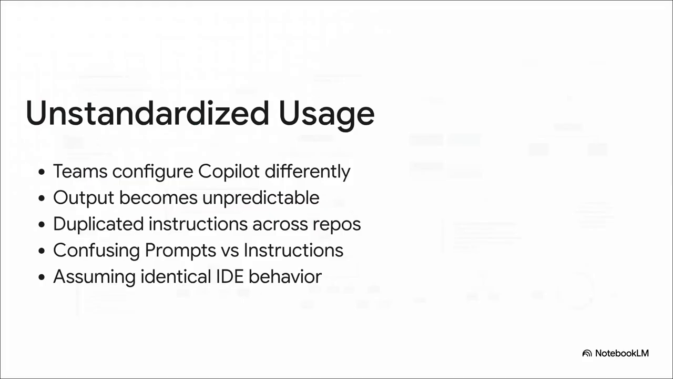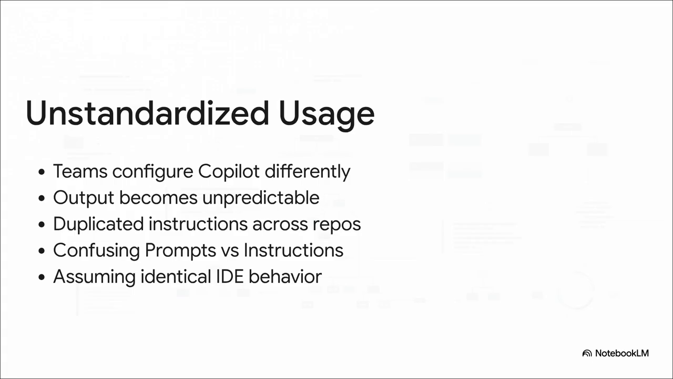Well, the answer is unstandardized usage chaos. When everyone just configures Copilot according to their own personal preference, the output goes wildly unpredictable. You end up with duplicated rules across repos, some instructions are way too broad, and developers are constantly confusing prompts with instructions. Plus, there's this massive and, frankly, dangerous assumption that however Copilot acts in VS Code is how it acts everywhere. Spoiler alert, it doesn't.